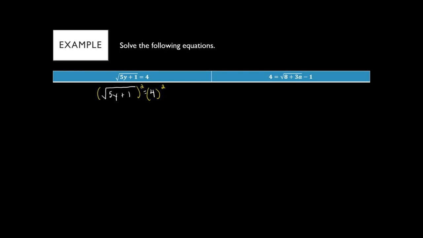Now, the square root and the square still cancels, and what we're left with is everything that was inside the square root. So now our left side is 5y plus 1. And then on the right, 4 squared is 16. So now we have a linear equation that we need to solve. So I need to first subtract 1 from both sides so that I can get the 5y by itself. So that gives me 5y equals 15.